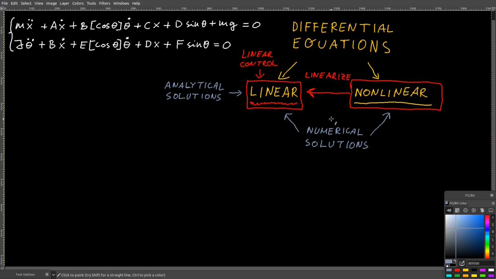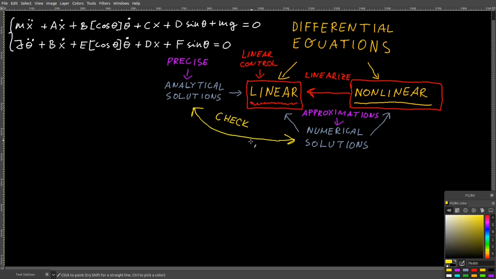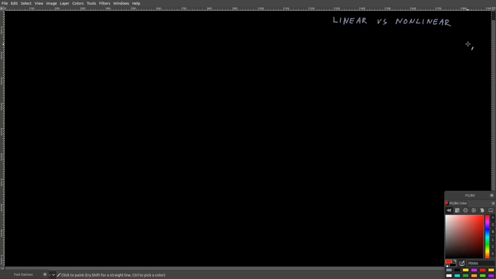Now, when you can obtain analytical solutions, that would be ideal because they are precise. Numerical solutions are approximations, but oftentimes they are your only option. In fact, when analytical solutions are available, you can use them to check numerical solutions and vice versa. And so, how do we know which differential equation is linear and which one is nonlinear?